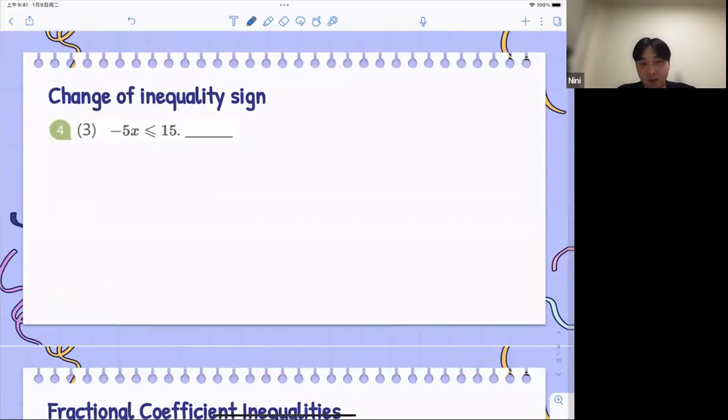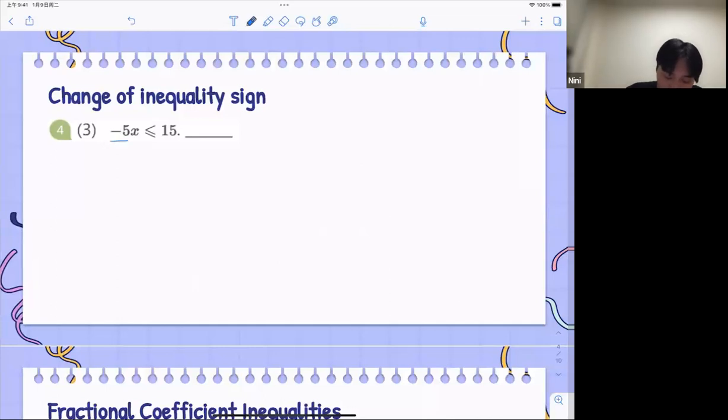What is the difference between inequalities and equations when you are trying to solve them? One thing you should pay more attention to in inequalities is the change of the inequality sign. For example, here you can see that the coefficient for this x is -5, because you have this negative symbol. That means if this negative symbol is involved in the operation, we need to pay attention to the change of the inequality sign. Let's solve it together to see how we should do that.